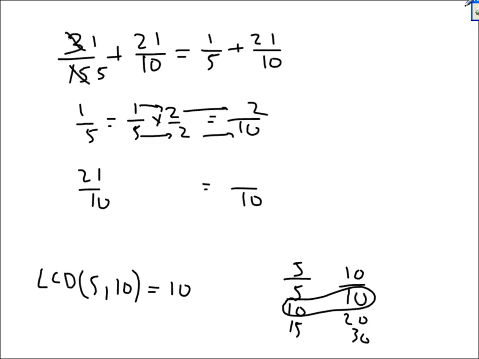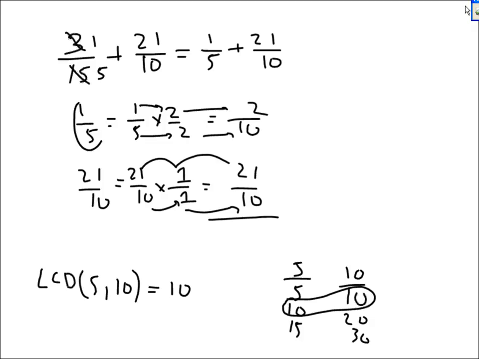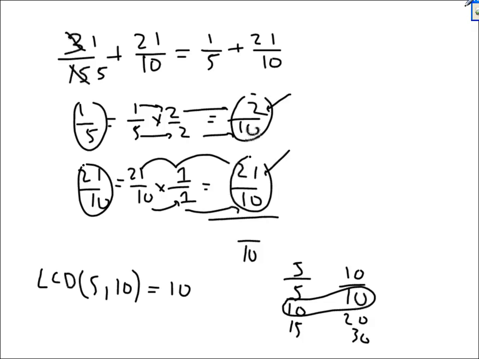Now, in the second one, you can just say, oh, the answer is 21 over 10. Or you can play the same game. What do you multiply 10 by to get 10? The answer is 1. 1 over 1. 21 times 1 is 21. So, instead of adding 1/5 and 21 over 10, I'm going to add 2 over 10 and 21 over 10. They're equal to the original numbers, and the bottoms are the same. 2 plus 21, 23. And there is the answer, 23 over 10.